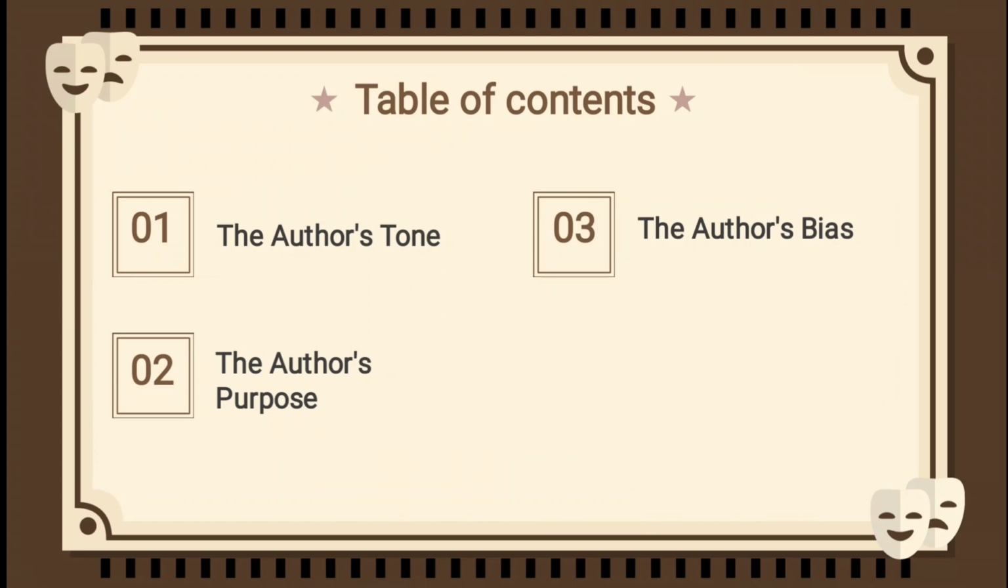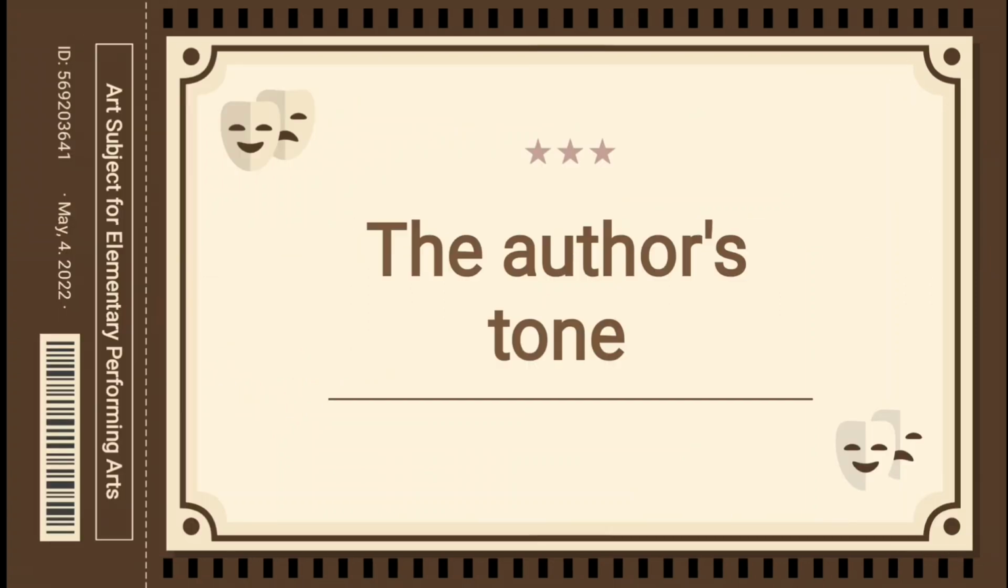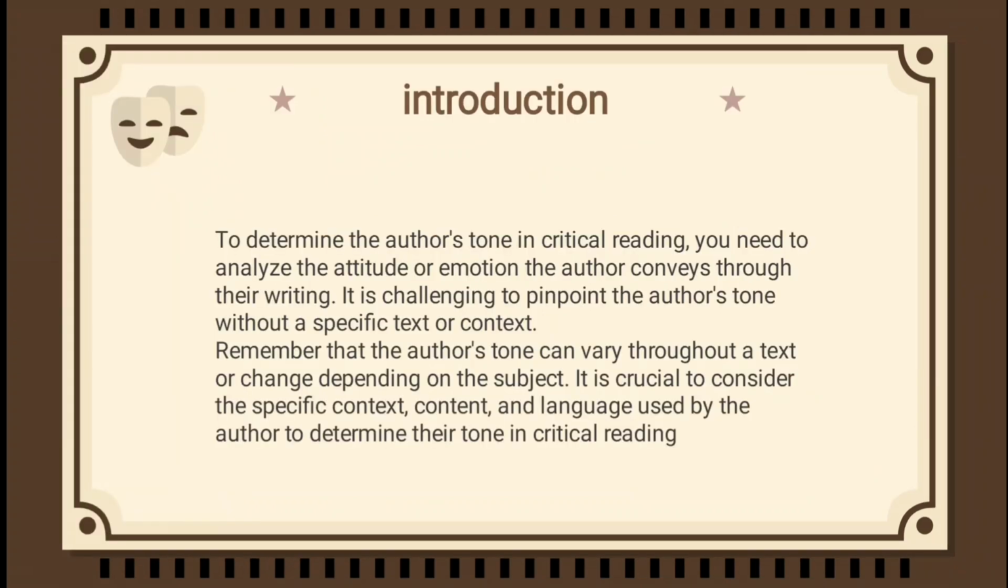And the table of contents in this presentation is: the first is the author's tone, the second is the author's purpose, and the third is the author's bias. First is the author's tone.